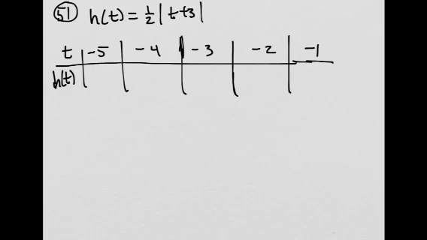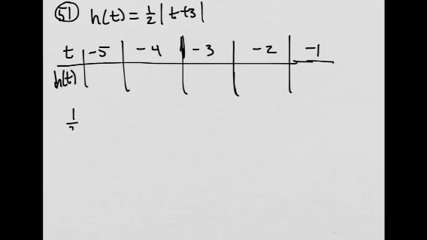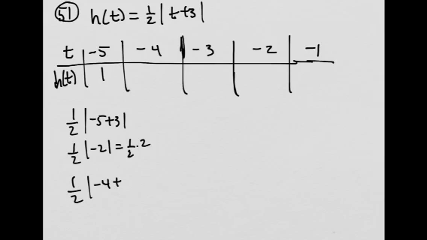Okay, this last problem is very similar to the previous one, where we're replacing the variable with each of these 5 values and then just figuring out what you get. So for the first one, negative 5, I get 1/2 times the absolute value of negative 5 plus 3. So this gives me negative 2, but the absolute value of negative 2 is 2, so 1/2 times 2 is 1. And then we do the next one, 1/2 times the absolute value of negative 4 plus 3. So I get 1/2 times the absolute value of negative 1, which is 1. So 1 times 1/2 is 1/2.